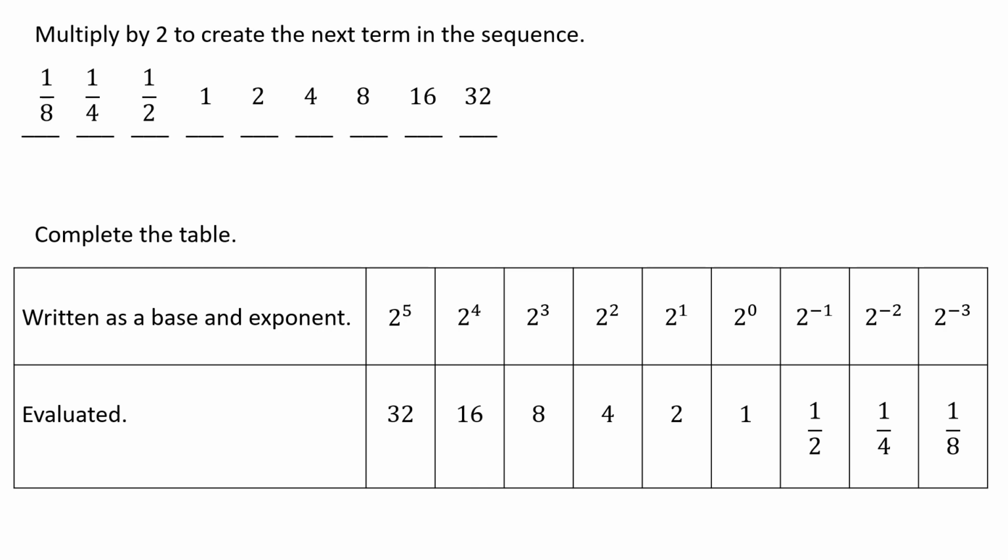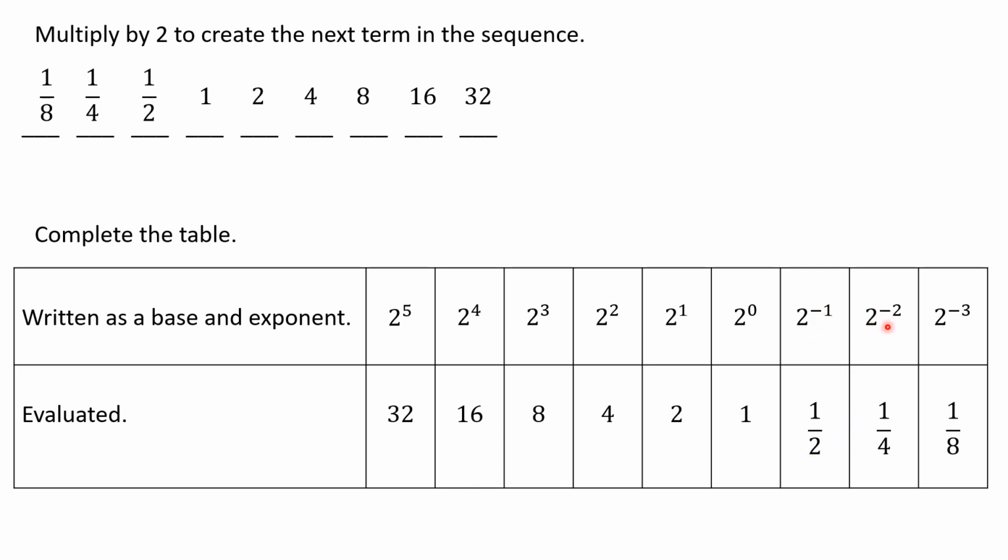Again, the key things here. If the exponent is 1, we're just looking at the number, right? So 2 to the first power is just 2. If the exponent is 0, the value is 1. Right? 2 to the 0 power is 1. If the exponent is negative, we're looking at a reciprocal. Right? 2 to the negative 1 is 1/2.